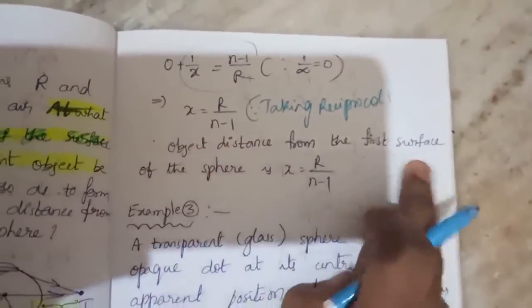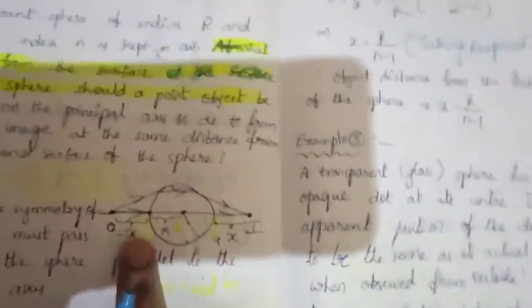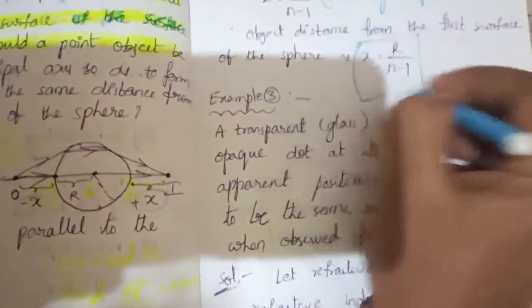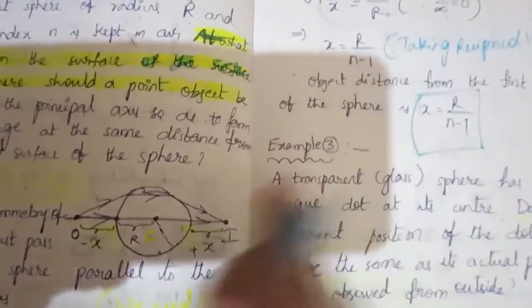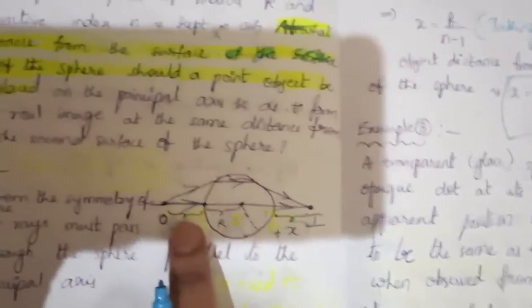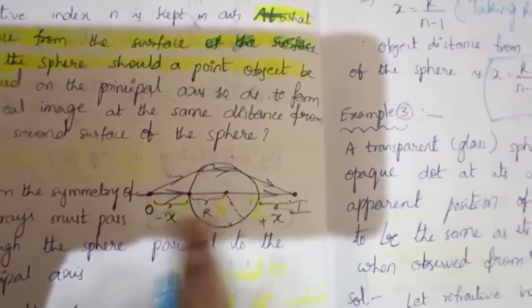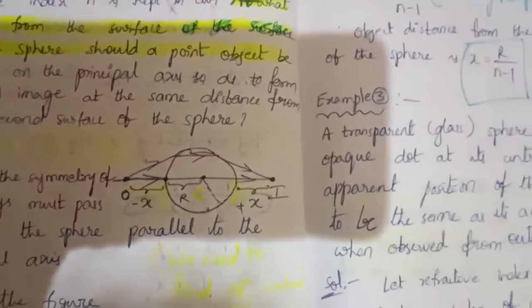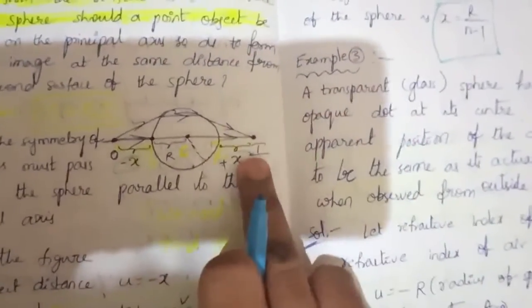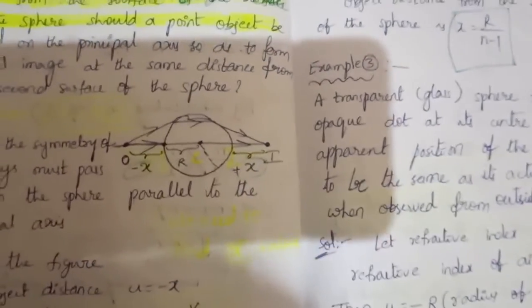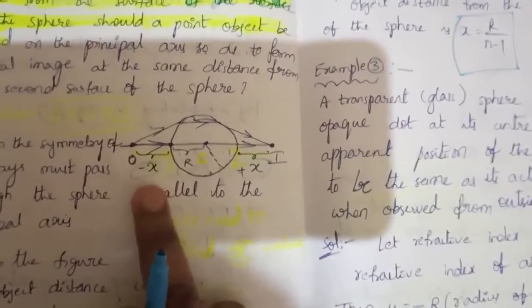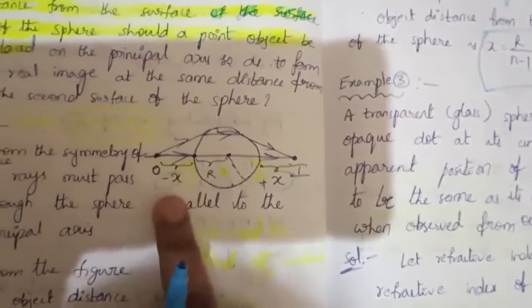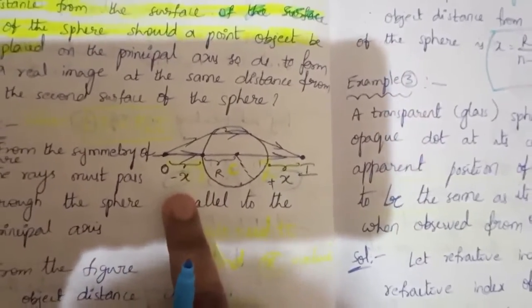Object distance from the first surface of the sphere is x is equal to r by n minus 1. If we assume infinity distance, we can conclude that x is the same as the image distance here. So here I am assuming the term with a parallel refracted ray. That's why I am taking v is equal to infinity. I am finding the x value, the object distance from the first surface.